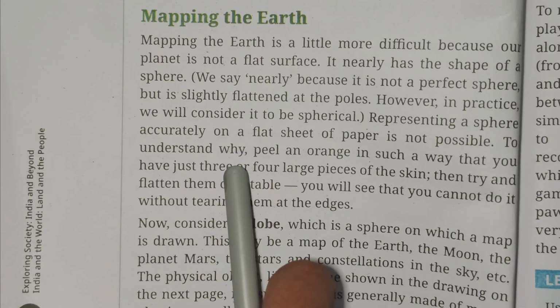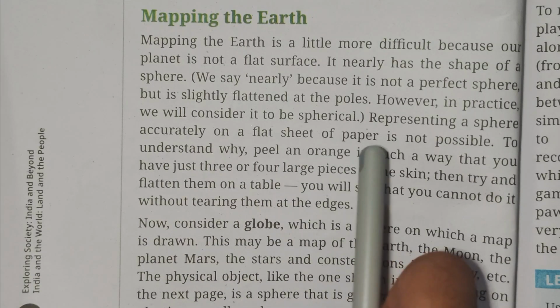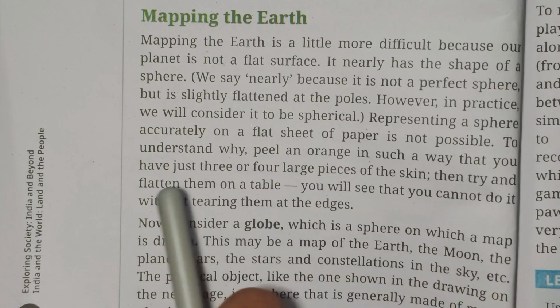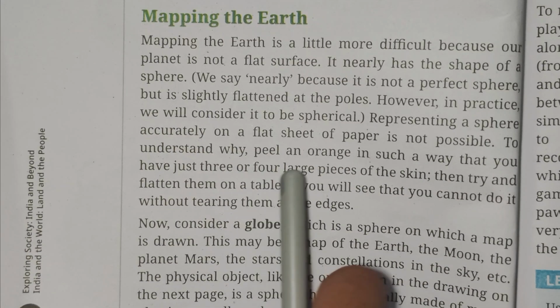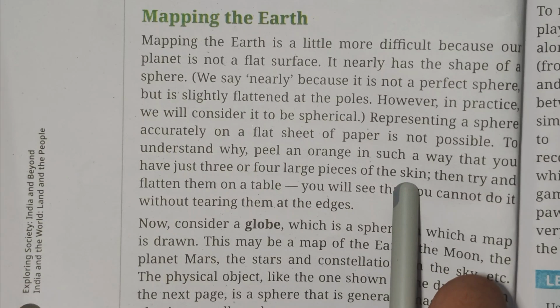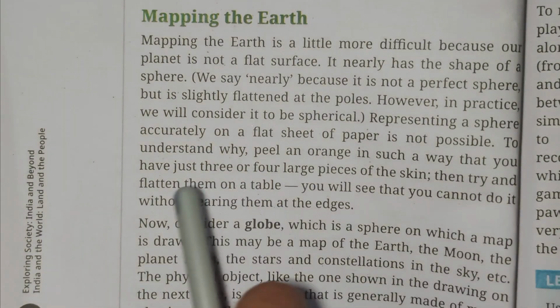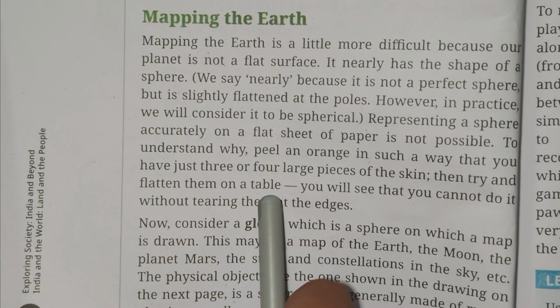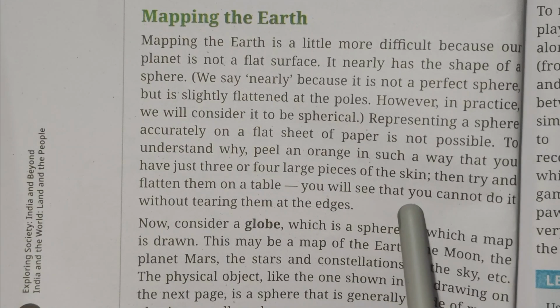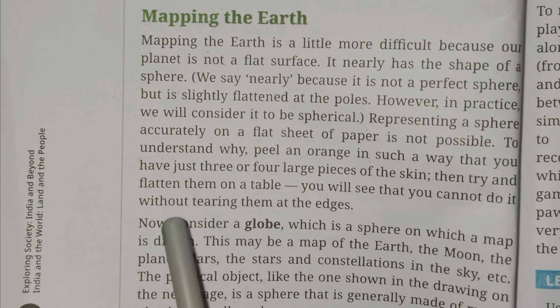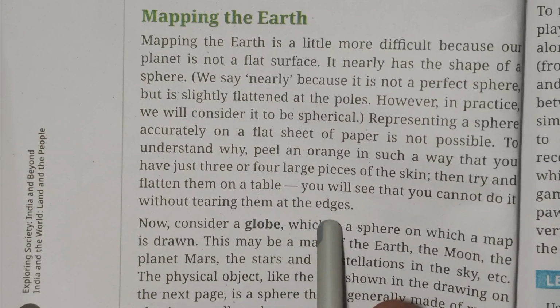To understand why, peel an orange in such a way that you have just 3 or 4 large pieces of the skin. Then try and flatten them on a table. You will see that you cannot do it without tearing them at the edges.